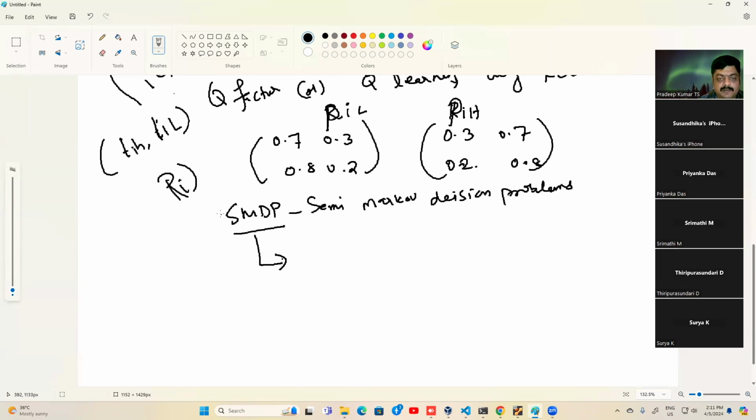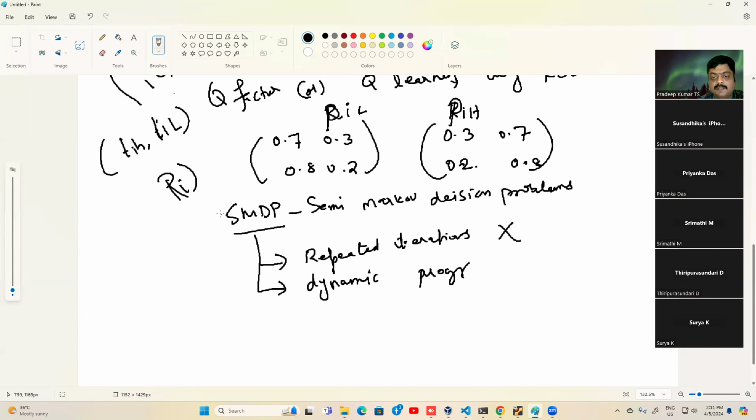To solve this, we have different techniques. One is repeated iterations. This is the first technique. If there are more states, there will be more operations, which is not suitable. The next thing is dynamic programming. Dynamic programming is an approach which gives good results, but it decomposes the problem into smaller problems, finds solutions in the smaller way, and then integrates everything together. The third one is reinforcement learning, RL. So this is what we use.